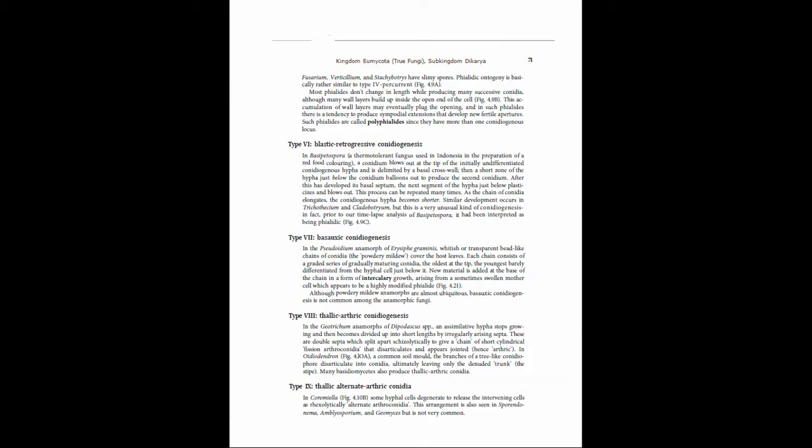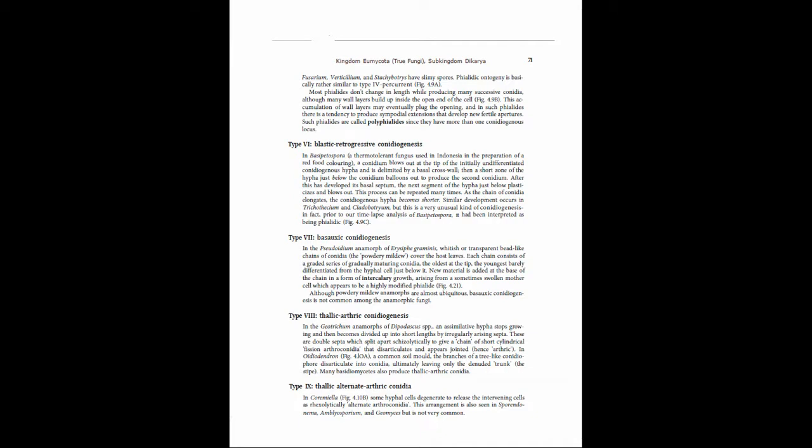Type 7, basauxic conidiogenesis. In the Pseudoidium anamorph of Erysiphe graminis, whitish or transparent bead-like chains of conidia, the powdery mildew, cover the host leaves. Each chain consists of a graded series of gradually maturing conidia, the oldest at the tip, the youngest barely differentiated from the hyphal cell just below it. New material is added at the base of the chain in a form of intercalary growth, arising from a sometimes swollen mother cell which appears to be a highly modified phialide, Fig 4.21. Although powdery mildew anamorphs are almost ubiquitous, basauxic conidiogenesis is not common among the anamorphic fungi.